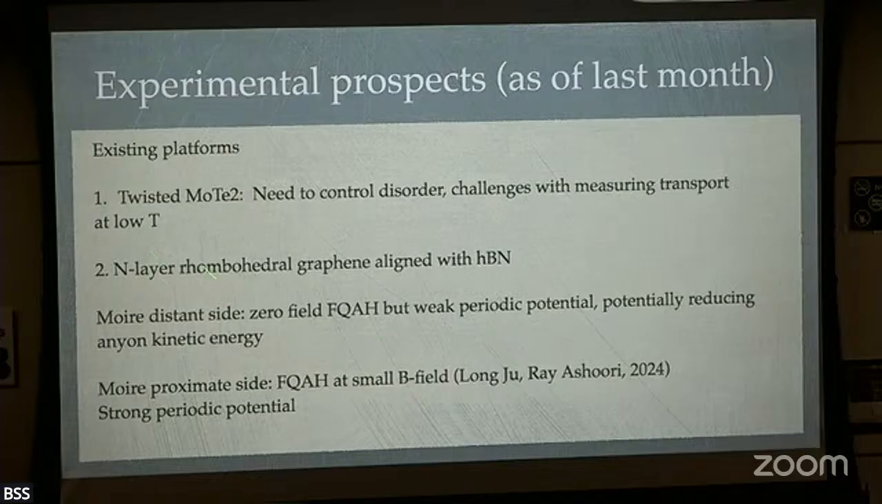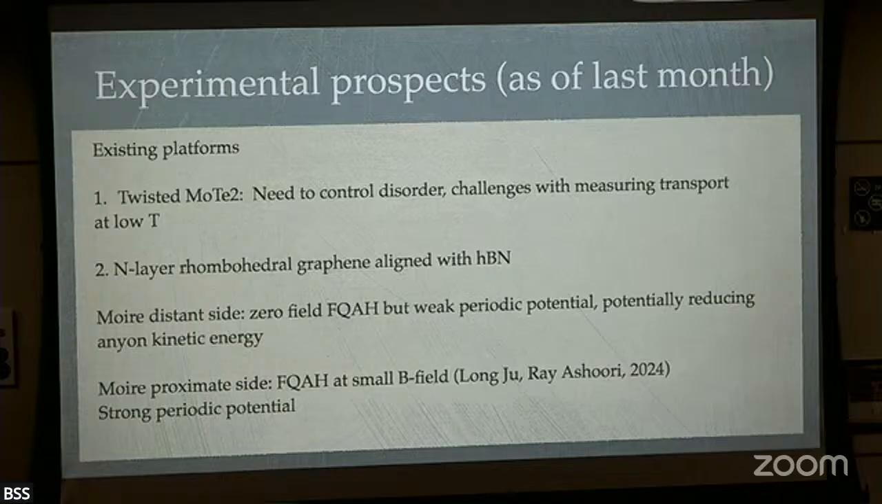I thought it would take many years for people to improve all of these. I was also pessimistic about rhombohedral graphene aligned with hBN because all the fractional quantum anomalous Hall physics is seen on the Moiré distant side, where there's this alignment with the substrate, but you drive the electrons far away from where it's aligned. And those electrons on the far side only see a weak periodic potential. And you need that periodic potential to give the anyons enough mobility.